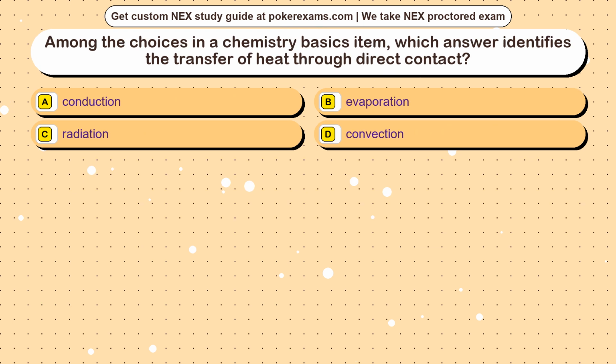Among the choices in a chemistry basics item, which answer identifies the transfer of heat through direct contact? Option A, conduction. Option B, evaporation. Option C, radiation. Option D, convection.